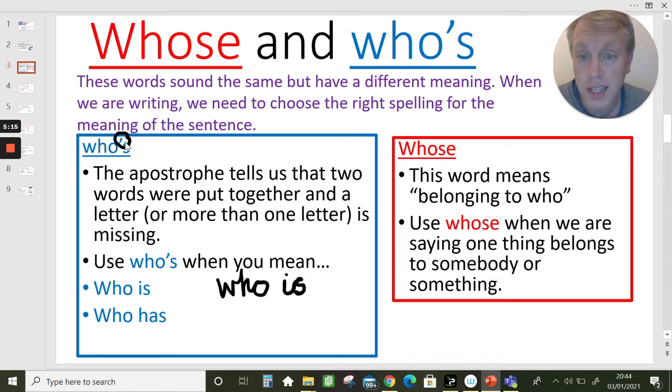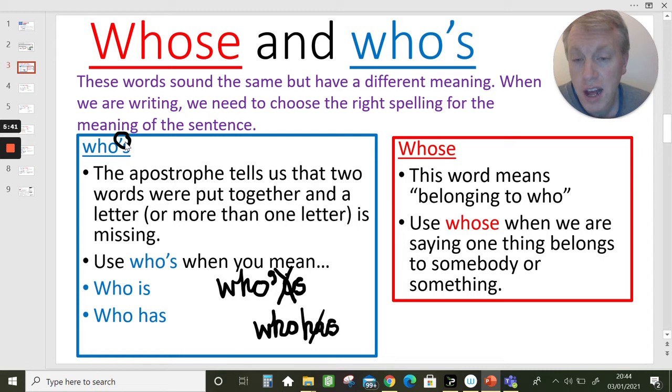and we put those words together. We missed out the I and replaced it with an apostrophe. And we get whose. It's a little bit confusing, so we've got to think about it carefully. It's the same thing for who has. We write who has. We cross out now not just one letter, but two, the H and the A, and we put an apostrophe. And we get whose. Both of those become whose. Who is and who has.